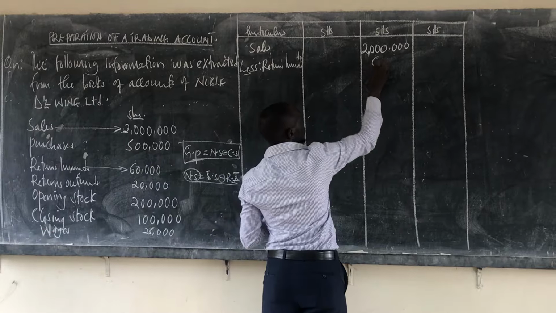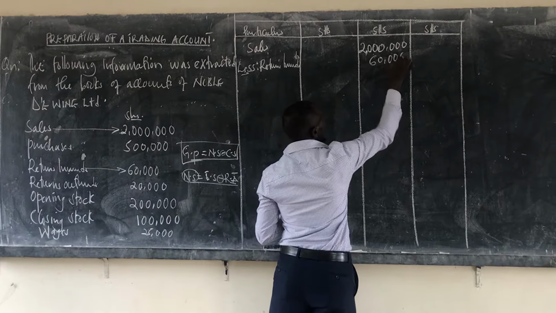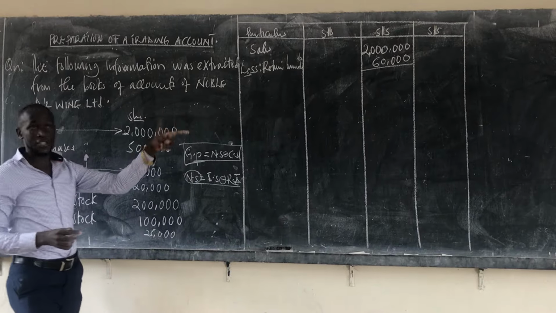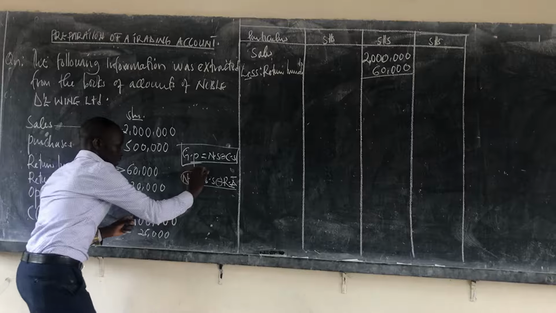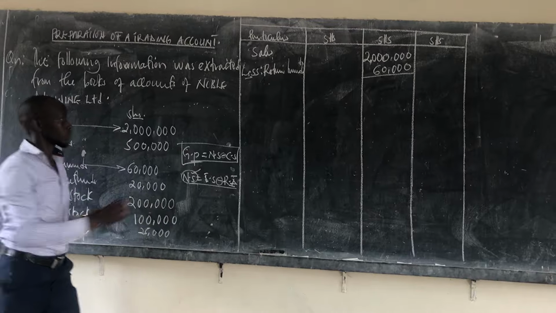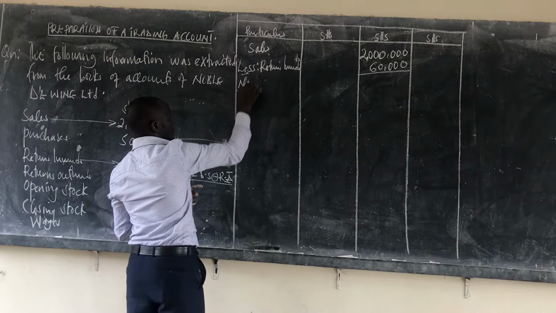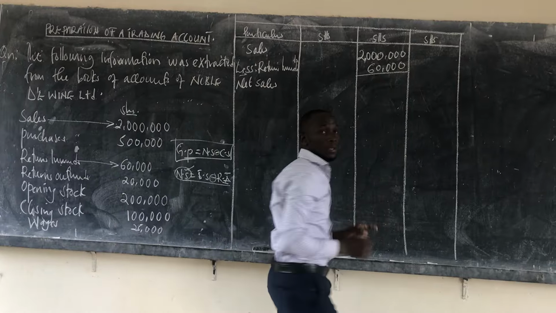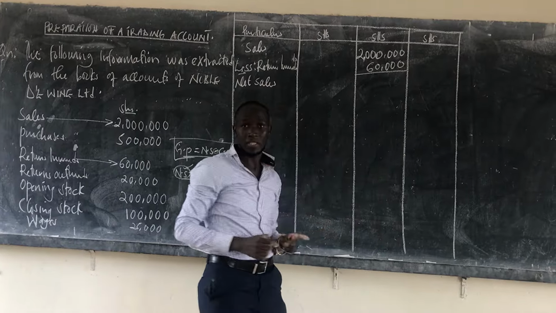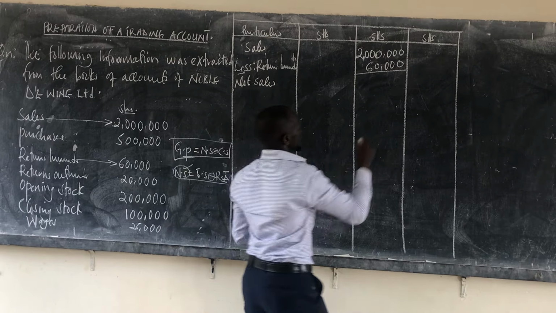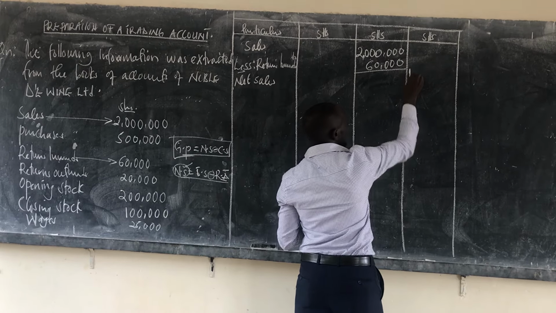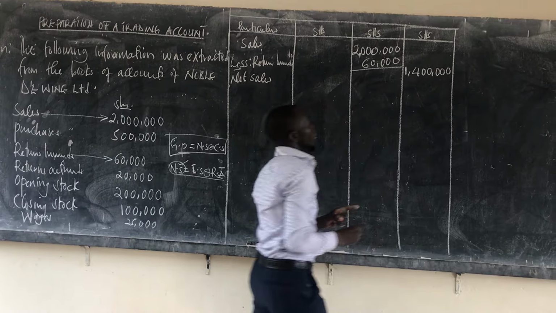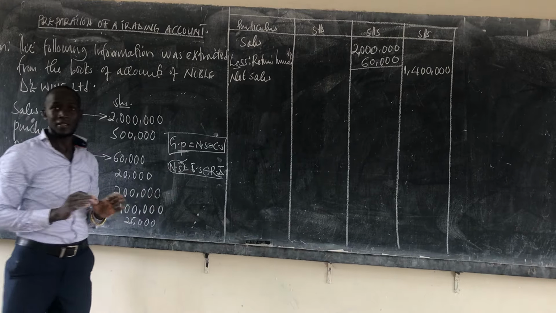60,000. So when you get the difference between the two, what you get is what they call net sales. So net sales is equivalent to 2 million. We are subtracting off 60,000, making it 1,400,000. And that is the net sales.